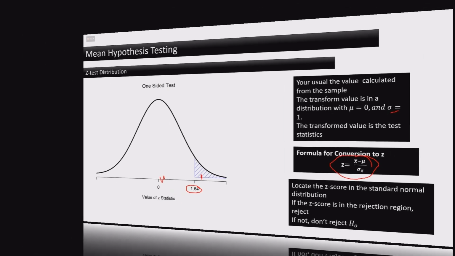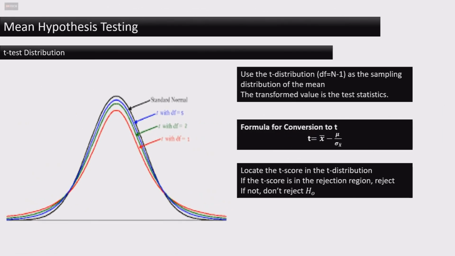Let's go to the next one. Now if it's a t-test, it follows the same thing. You create a t-distribution with n-1 degrees of freedom. This is the formula for the t-test. Now you locate your t-score. If the t-score is in the rejection region, you reject. If not, do not reject. If you are solving it with your pen, this is what you are going to do. But we are still going to use our software to solve them.